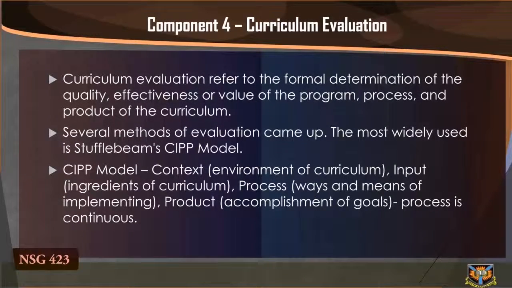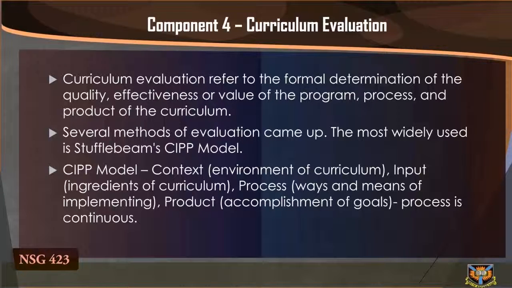Component 4. Curriculum evaluation. All curricula must have an element of evaluation to be effective. Curriculum evaluation refers to the formal determination of the quality, effectiveness, or value of the program, process, and product of the curriculum. Several methods of evaluation came up. The most widely used is Stufflebeam's CIPP model. The process in the CIPP model is continuous and very important to curriculum managers.